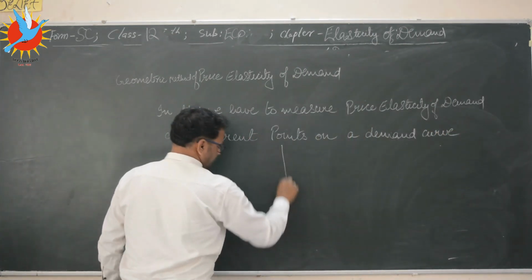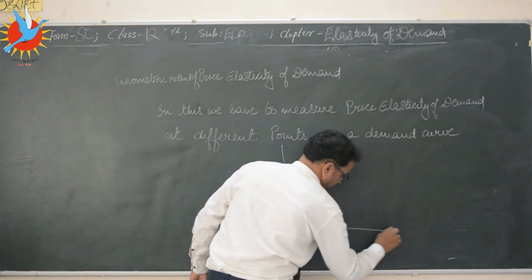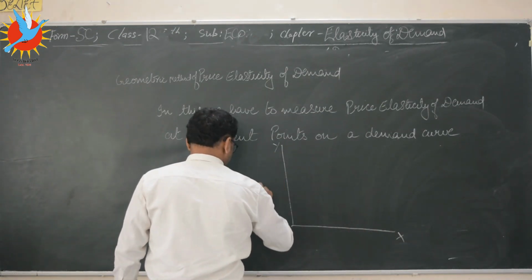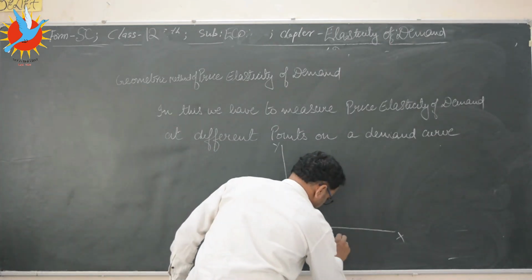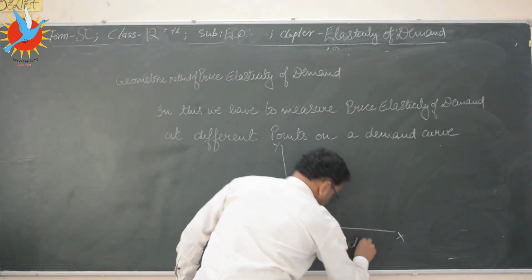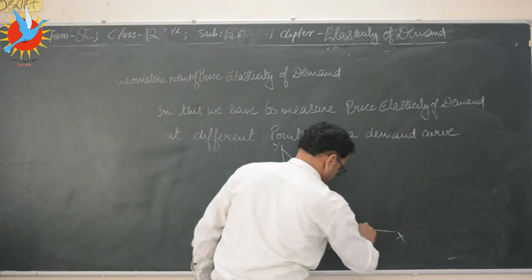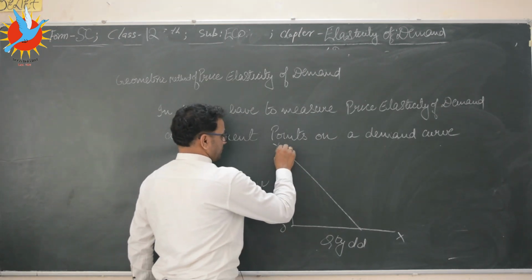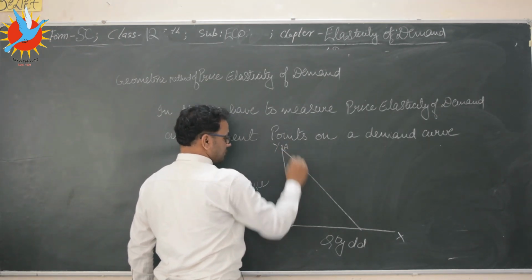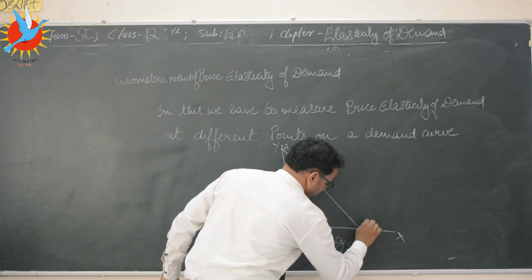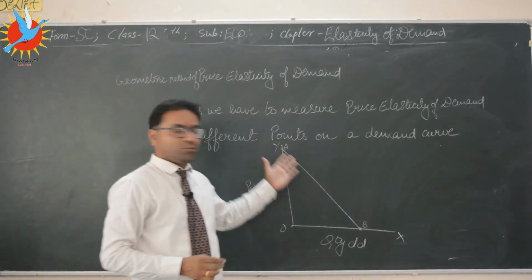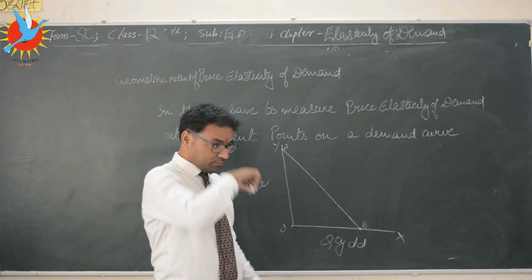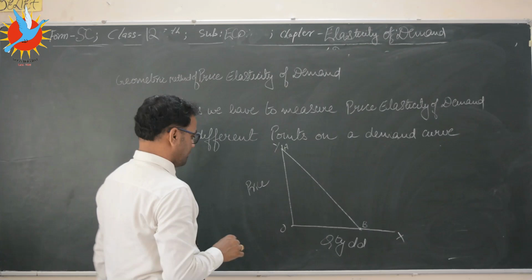Suppose this is your demand curve. This is point A and this is point B. So there are many points on this demand curve. What will be the price elasticity of demand at different points?